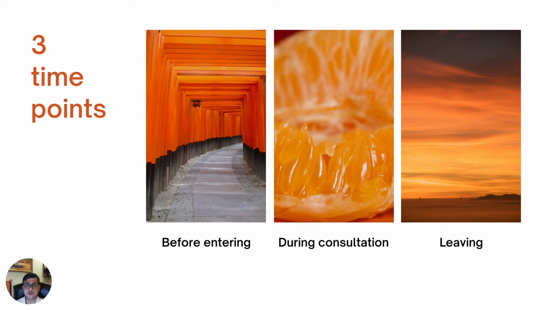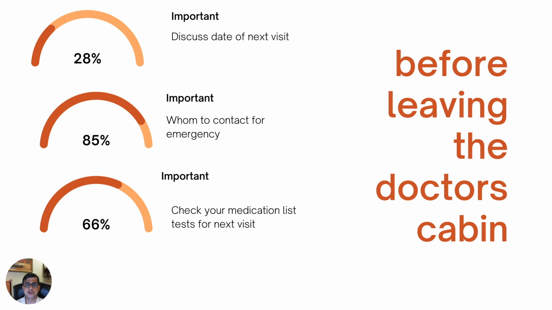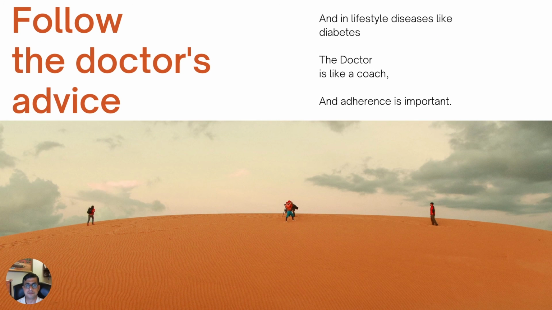So we've looked at before entering and during consultation. Now, before leaving the clinic, it's very important for patients to ask whom to contact for emergency. It's also important to discuss the date of the next visit and also the tests to be done, if any, at the next visit. Finally, as a patient, you should check your medications and tests for the next visit and make sure that you have everything before leaving the doctor's cabin. Of course, you can always go in and ask the doctor again if you've forgotten something, but it's always good to clarify it as early as possible.